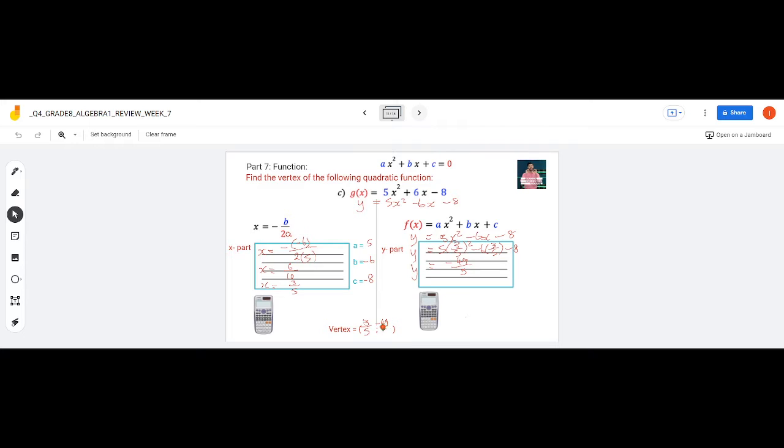So that will be -49/5. Now if you look at the a, we can see the a is positive, so it's going to be a smiley face. And where it turns, it's going to be at 3/5 and -49/5. Great.